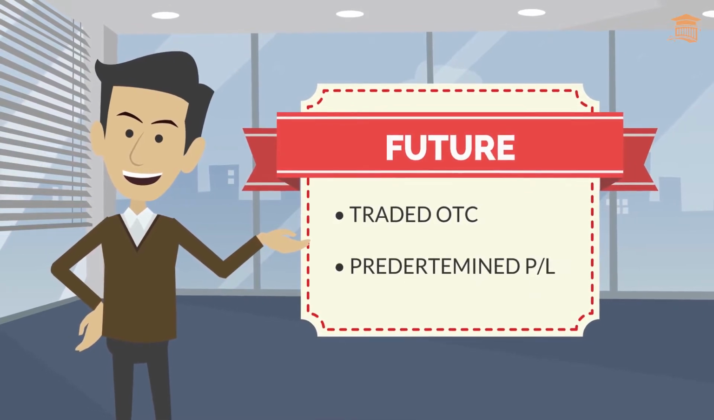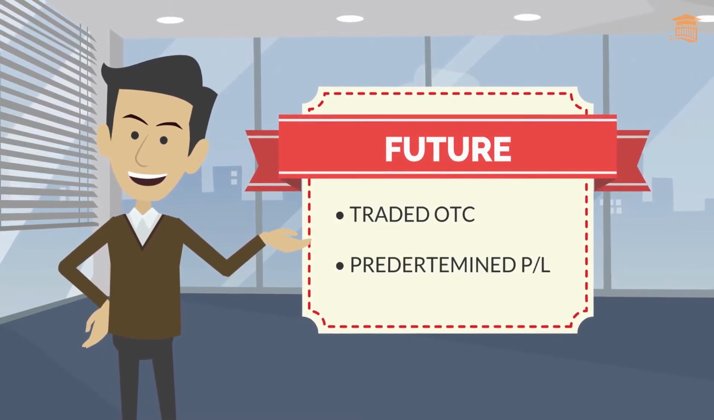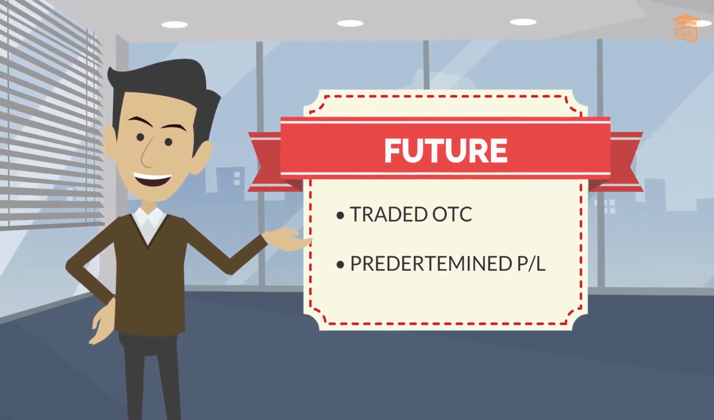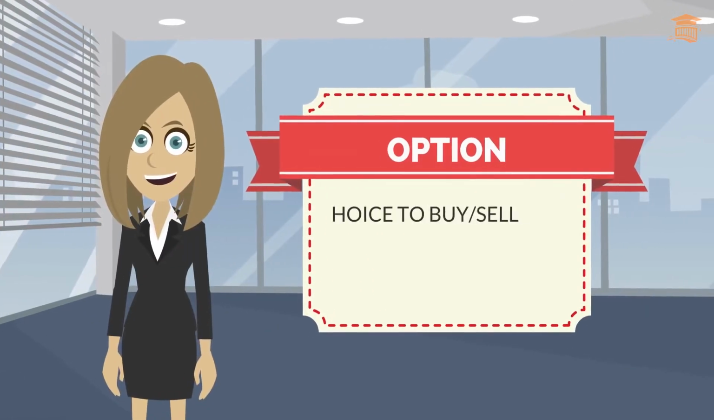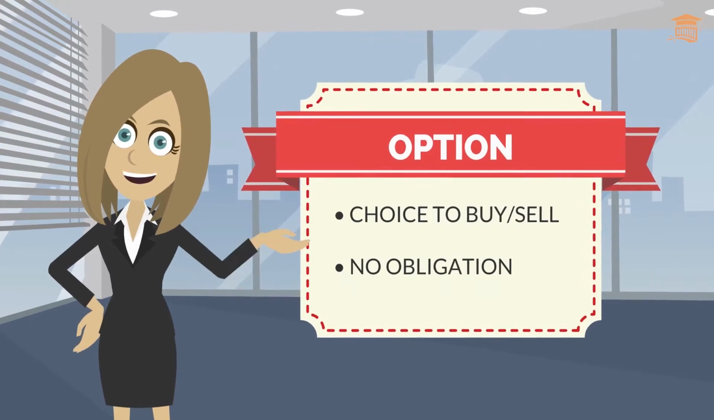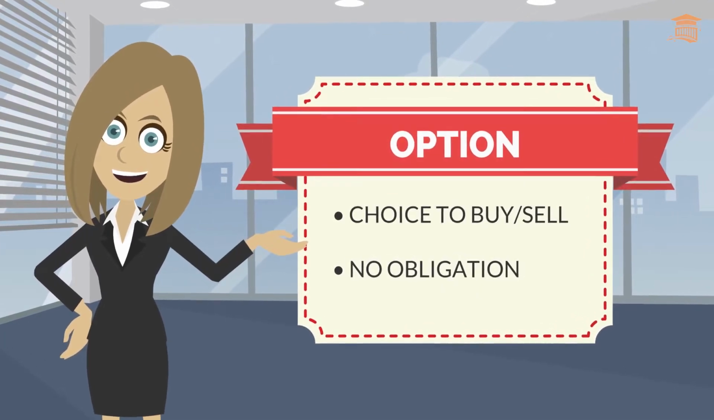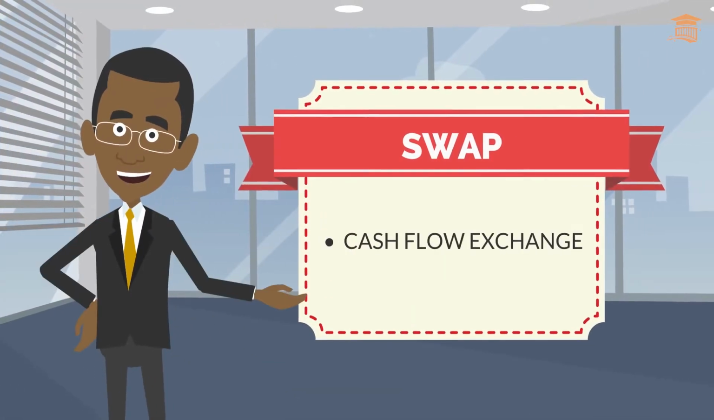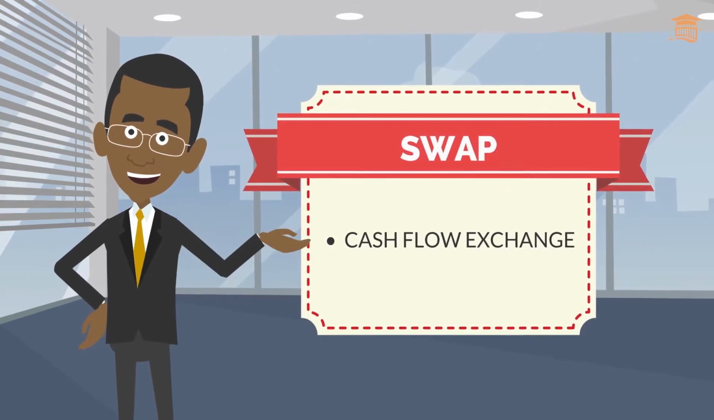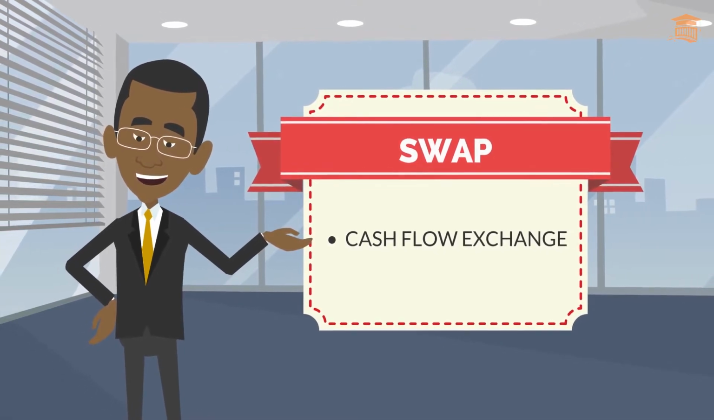Rather, it's traded over the counter. Also, profit and loss in a futures contract is predetermined. An option is a future choice to buy or sell an underlying asset, but without obligation. And swaps are an exchange of cash flows obtained between 2 other financial instruments.